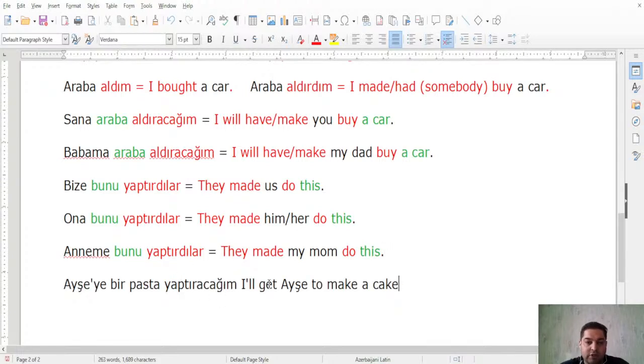Ayşe bir pasta yaptıracağım. Okay, so yaptırmak, you see, I'll get Ayşe make a cake. I don't know whether to say make or have. I think it should be make, but you probably know better. I'll get Ayşe, or I'll have Ayşe make a cake. Let me just make it like that: I'll have Ayşe make a cake. Okay. So Ayşe bir pasta yaptıracağım.